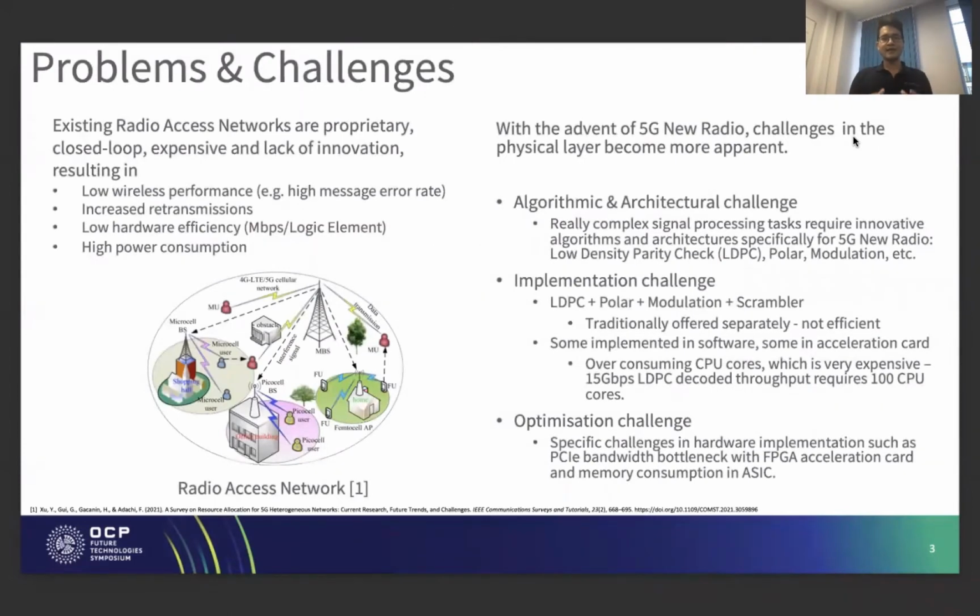Now, the problems we face in existing radio access networks, i.e. RAN, are proprietary, expensive, and lack of innovations, resulting in all the disadvantages on the left you can see here. And with 5G commercial rollouts coming out these few years, we also face challenges such as algorithmic and architectural challenges around complex signal processing tasks, such as LDPC, implementation challenges around software and hardware co-design, and also optimization challenges around PCIe bandwidth bottlenecking data traffic between FPGA and the machine.